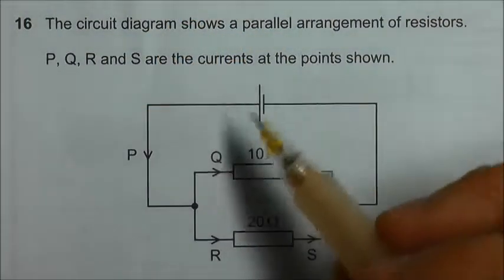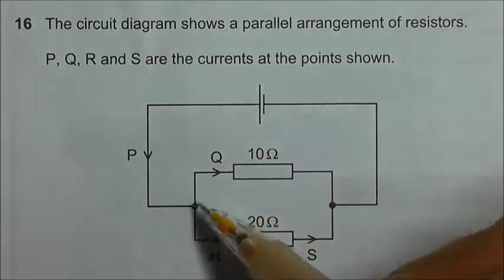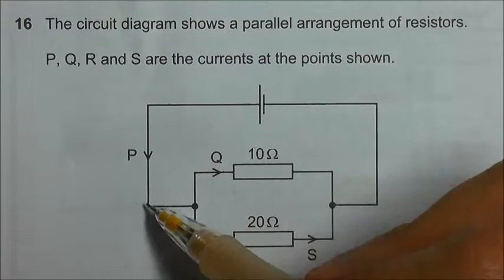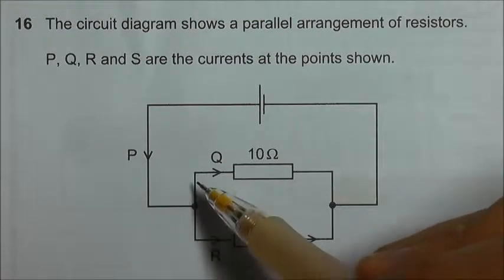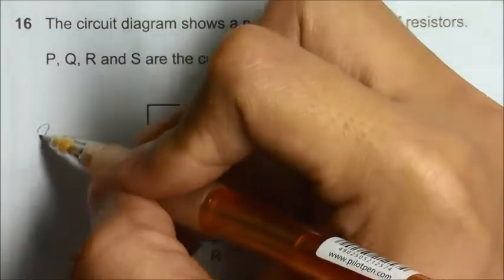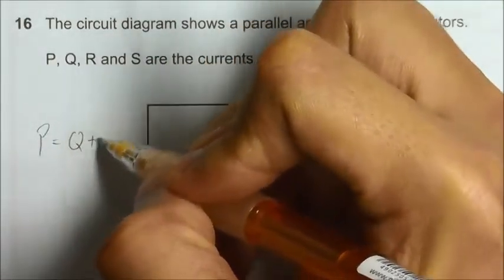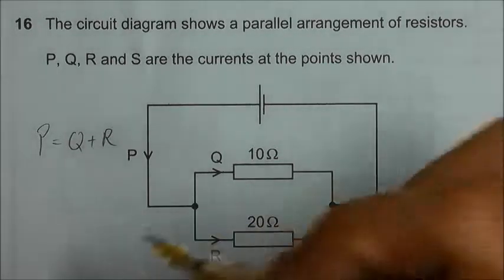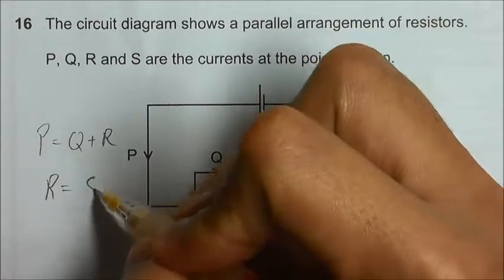Okay, we have to look at the currents that are flowing in this circuit. We have current P here. It will flow down to the junction and then it will split up to give Q and R. So we can say that P is equal to Q plus R. And since R and S are on the same path, the current must be the same. So R is equal to S.